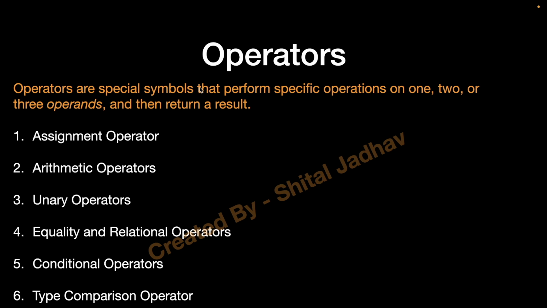Operators are special symbols that perform special operations on 1, 2 or 3 operands, and then return a result. So an operator is a special symbol that performs some specific operation on the operands and then returns a result. Now what types of operators do we have? We have the assignment operator, arithmetic operator, unary operator, equality and relational operator, conditional operator, and then the type comparison operator.